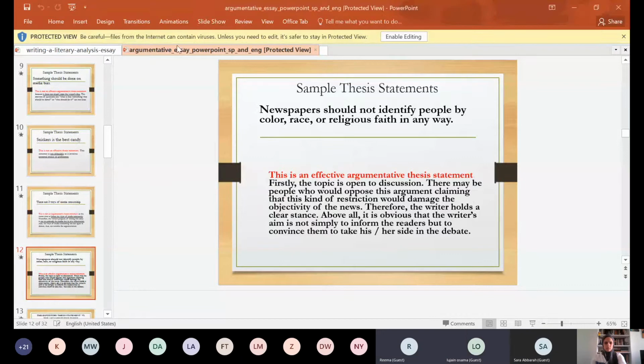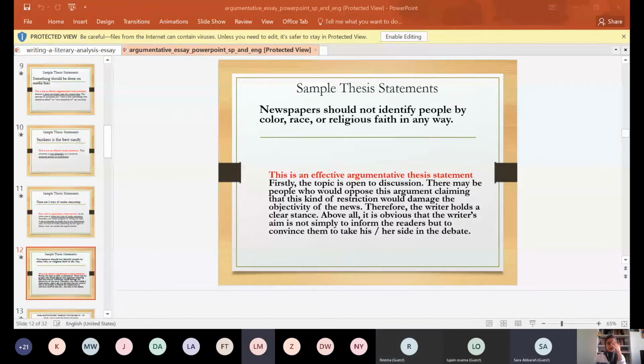Okay. Here it is. "Newspapers should not identify people by color, race, or religious faith in any way." Is this a good thesis statement, a good topic to talk about? Yes, because it clearly states what it's going to talk about in the essay. So this is an effective argumentative thesis statement. The topic is open to discussion, and there are many people who would oppose this argument. So number one, it should be a discussion. Number two, people would oppose this argument.